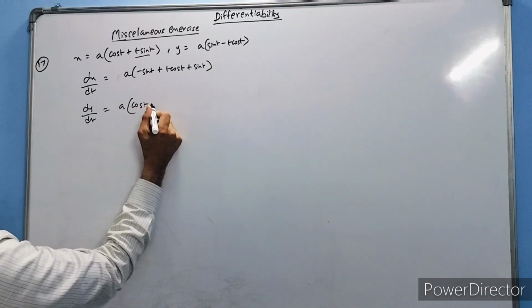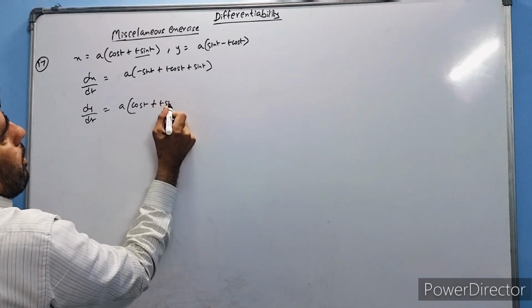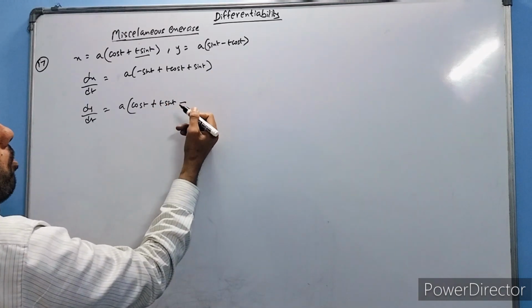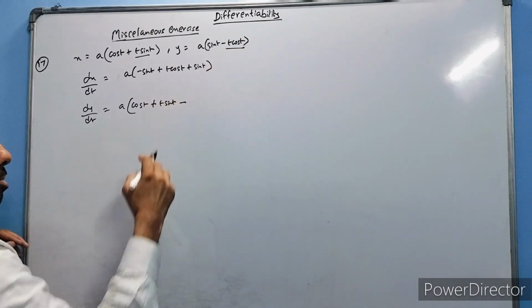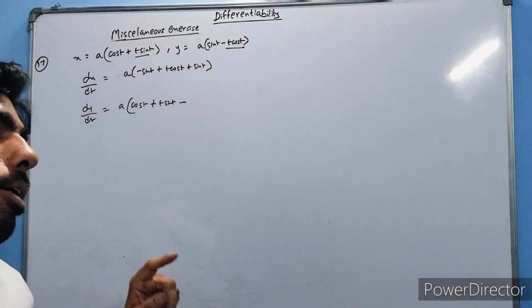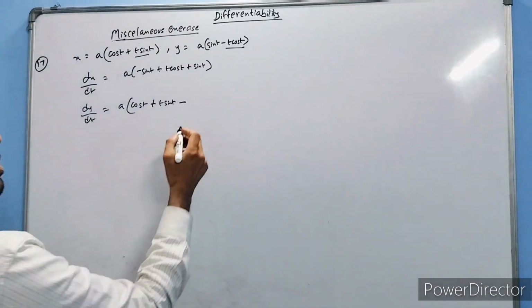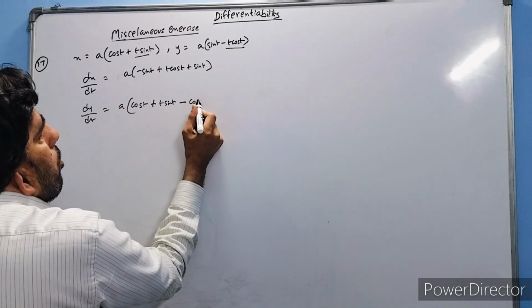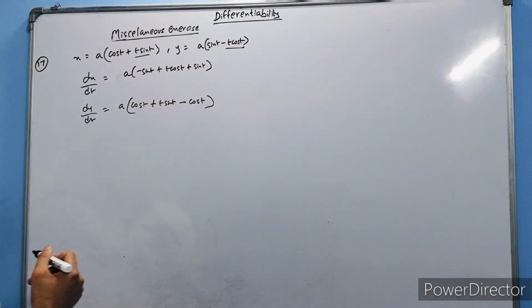t minus, t into cos t, that is plus t sin t. Now minus, because I am applying the product rule, it will be plus, but as we have minus outside the bracket, when we multiply the minus inside the bracket, it will be minus. So now minus the differentiation of t, which is 1, so we have cos t here. Okay, so this is what we have.